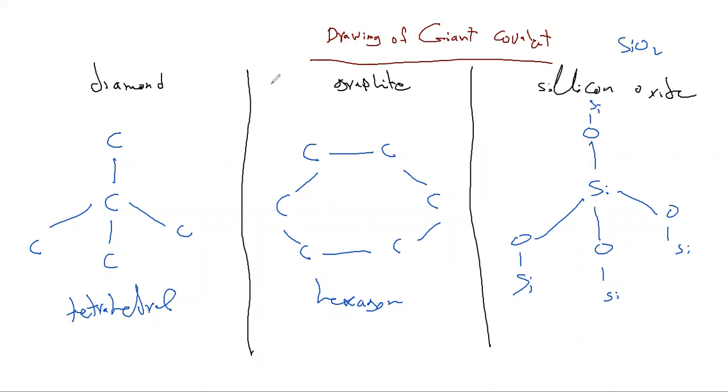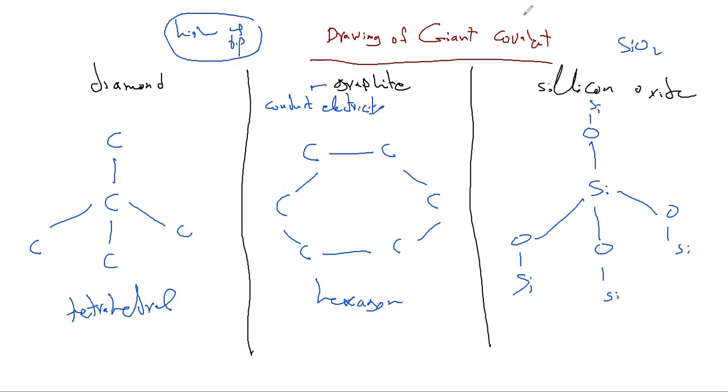Giant covalent differs from simple covalent: all giant covalent are solids, while in case of simple covalent, you may have solid, liquid, or a gas. Also, giant covalent have high melting and boiling points, while simple covalent have low melting and boiling points. And graphite conducts electricity.